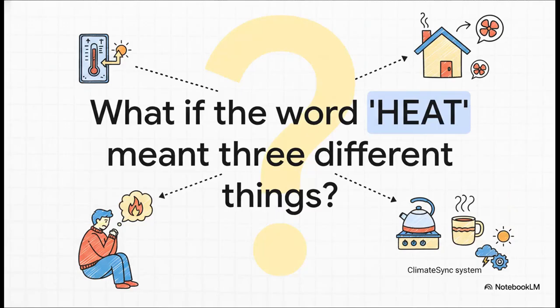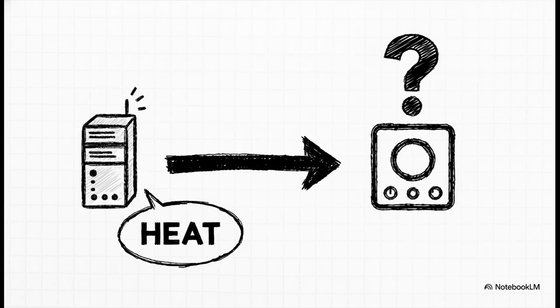Just think about it. Imagine you're trying to talk to someone, but one of the most important words you're using has three different meanings. Total confusion, right? Well, that is the exact problem a climate sync system has to solve. It's like this little communication puzzle, but getting it right has some pretty big consequences for keeping a building comfortable. So here's the basic setup.